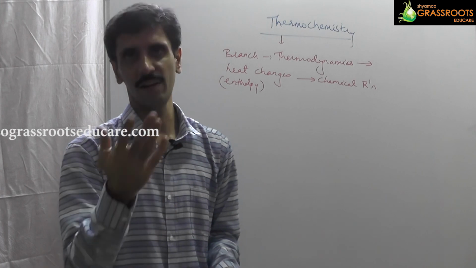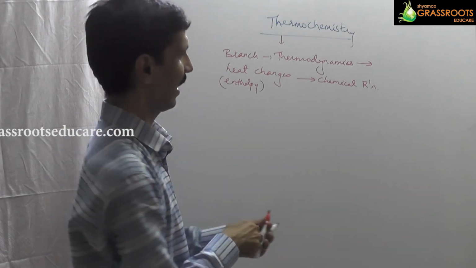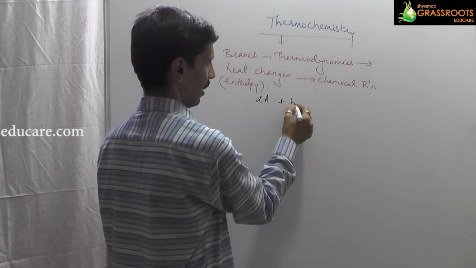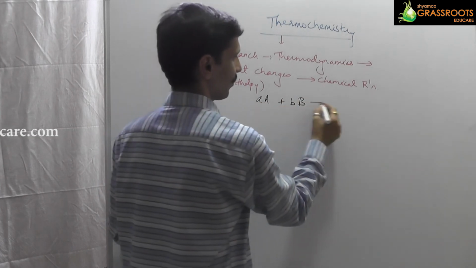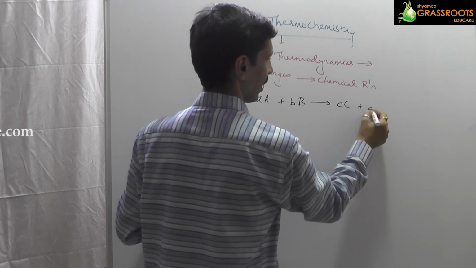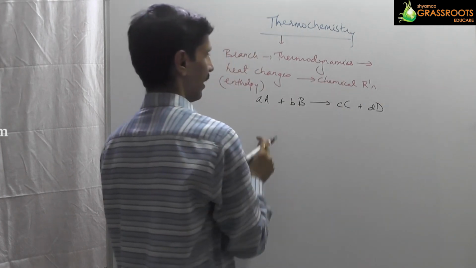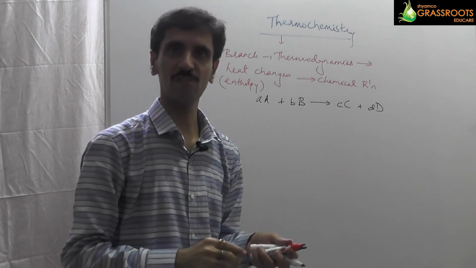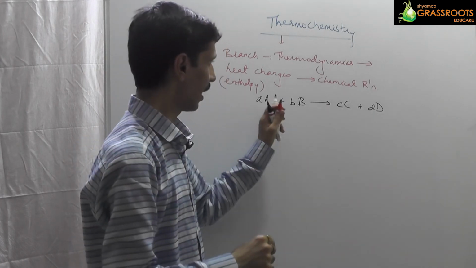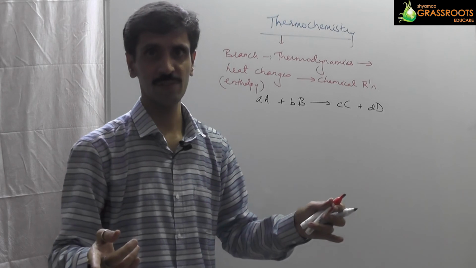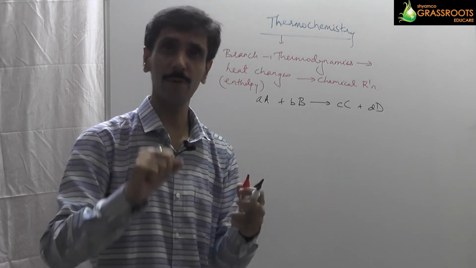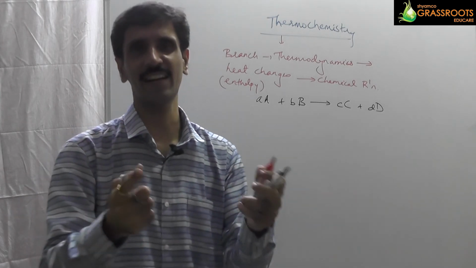Alright, so let us start off with, let us consider a moles of A reacts with b moles of B to give you c moles of C and d moles of D. These small a, b, c, d are the coefficients of the reactants as well as products. They are also called the number of moles, and their values we get only when we balance the reaction.